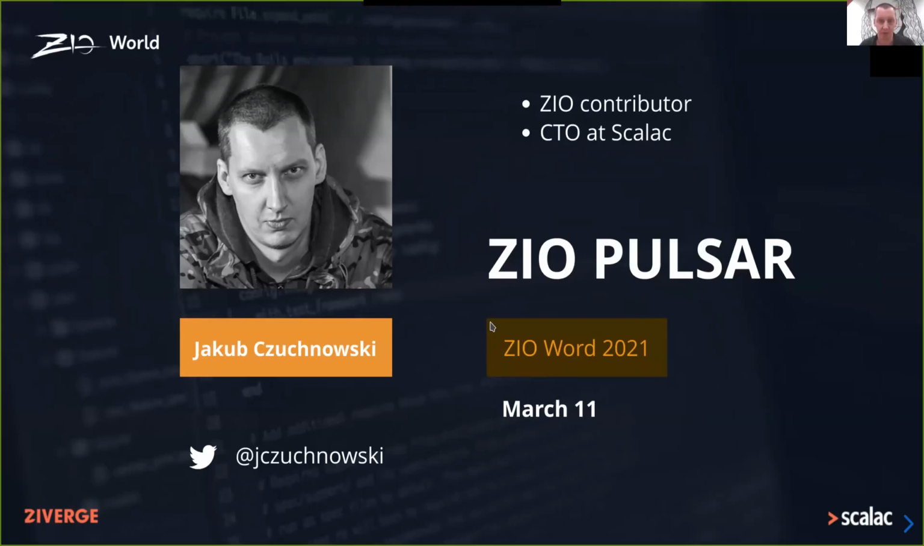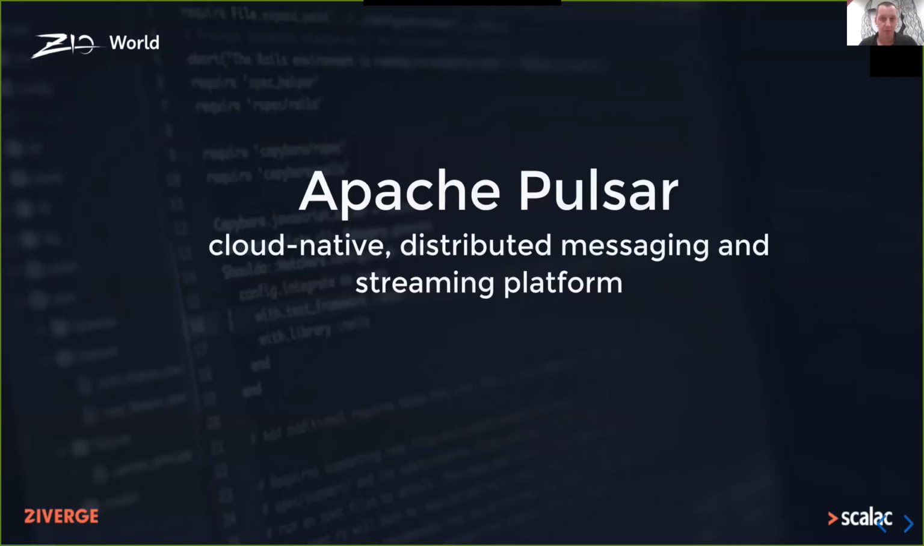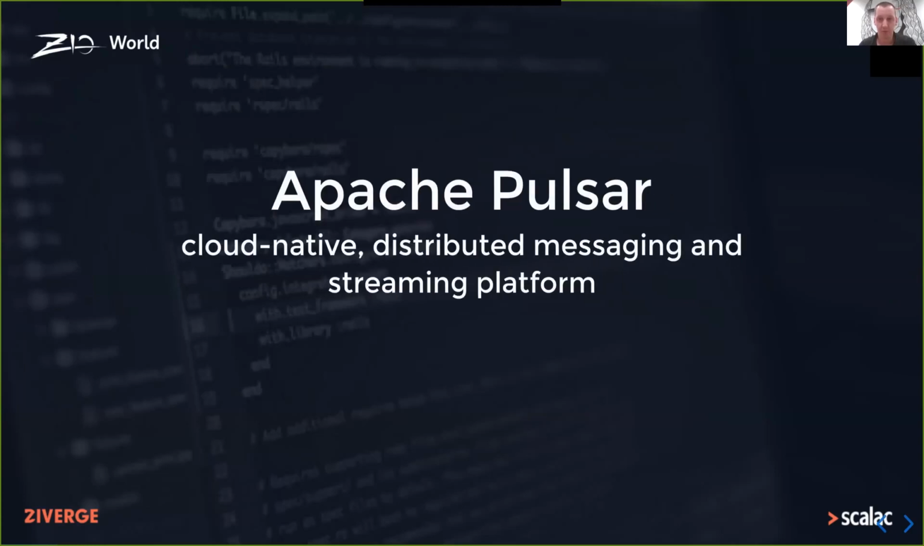ZIO contributor and CTO at Scalac, and I want to tell you something about a new library that's coming to the ZIO ecosystem. It's called Zeopulsar. Apache Pulsar is a distributed messaging and streaming platform. That means it can cover both messaging and streaming scenarios, which would normally be handled separately by RabbitMQ and Kafka.